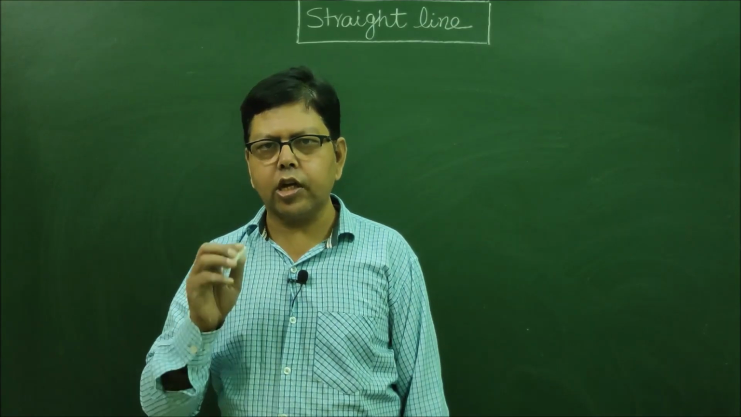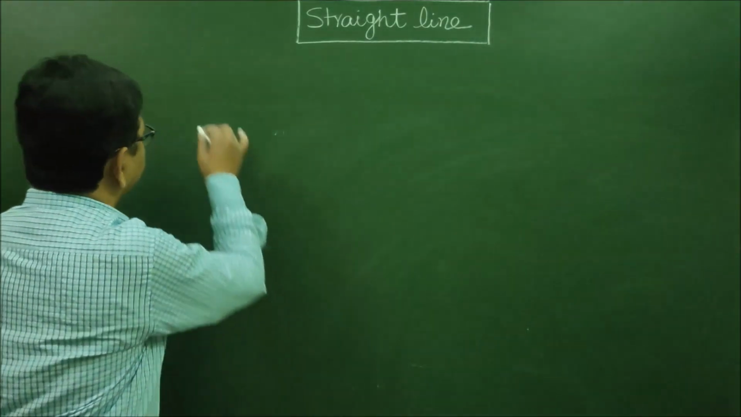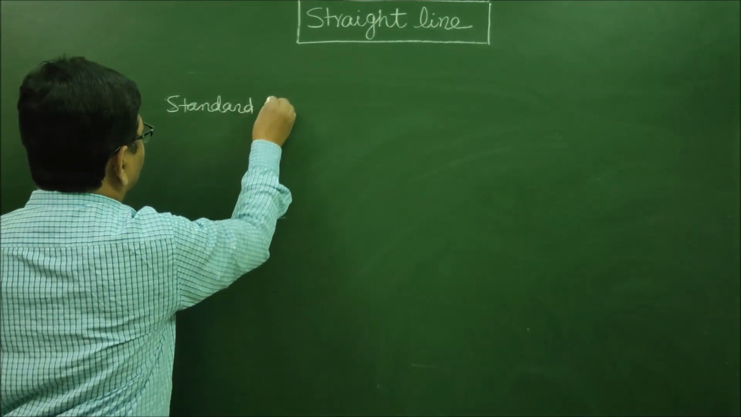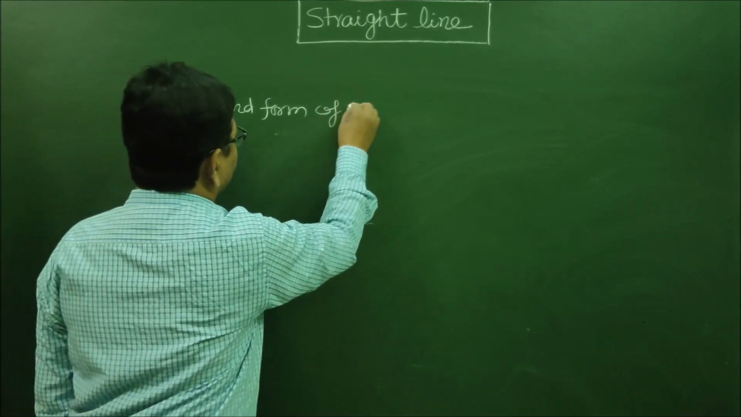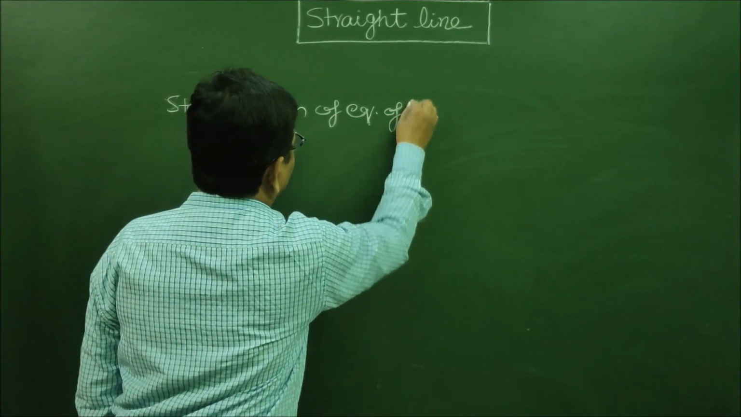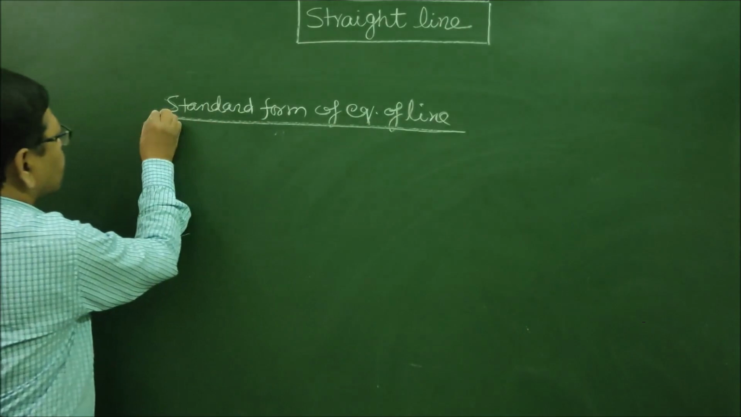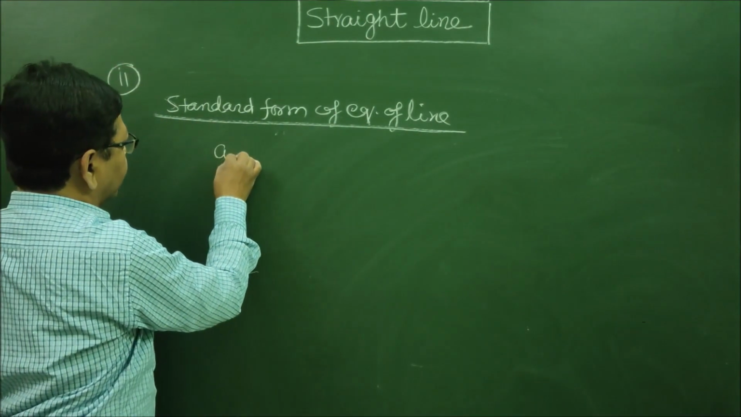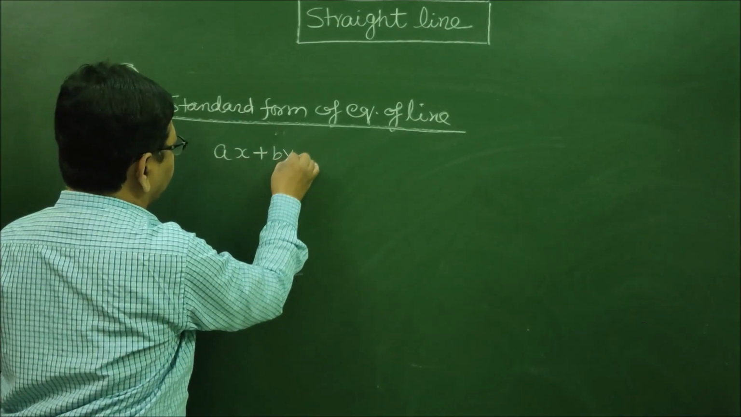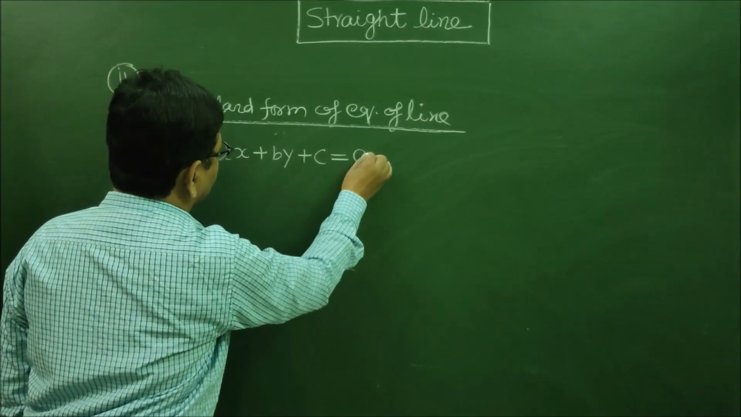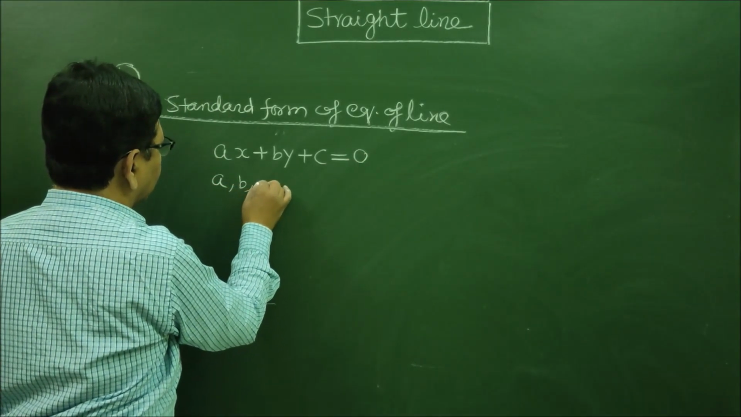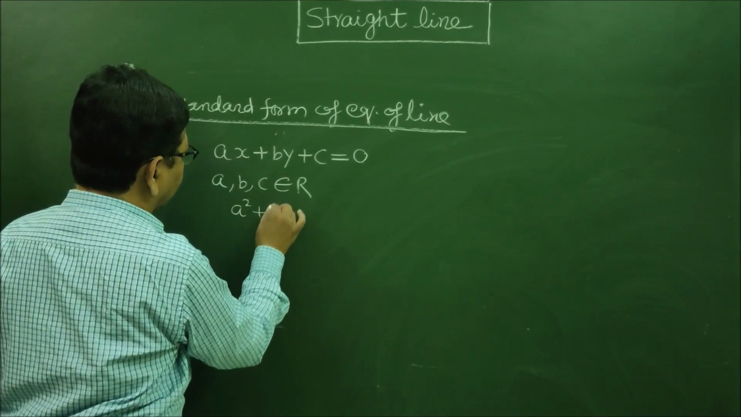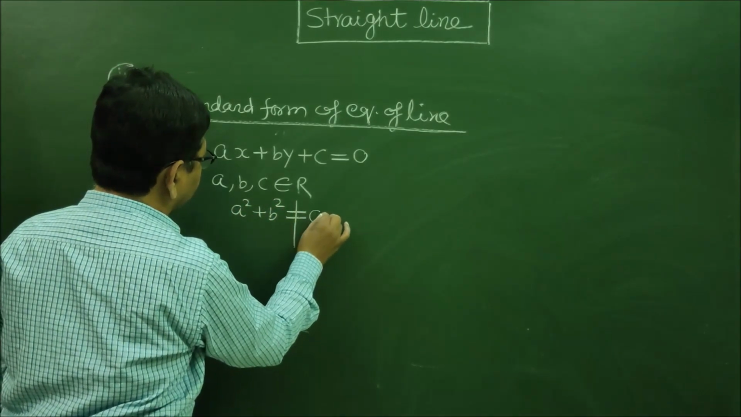Now I will tell you the standard form of equation of line. Standard form of equation of line is ax plus by plus c is equal to 0. Here a, b, c belong to real numbers, and a square plus b square is not equal to 0.